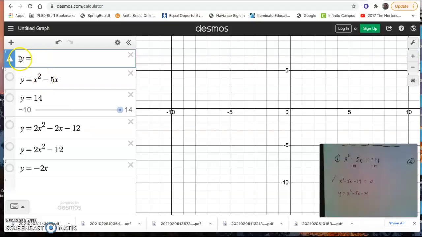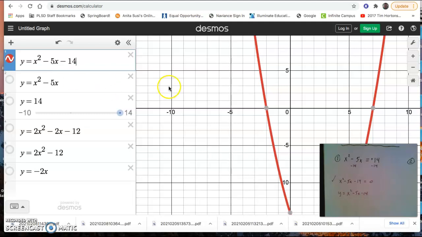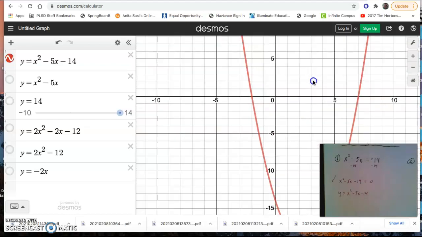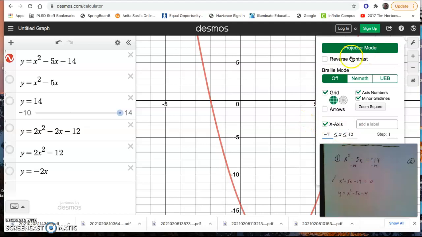So here I am in Desmos, and I'm starting an equation up here in the upper left-hand corner, y equals, and now I'm going to punch in my x squared, x caret 2, minus 5x minus 14, and you'll notice that the quadratic graph has popped up there. Now if you need to, you can move this around, or you can go over here to these tools and change things like the x-axis or the y-axis. Maybe I change the x-axis to go just to -7. Just changes my view.